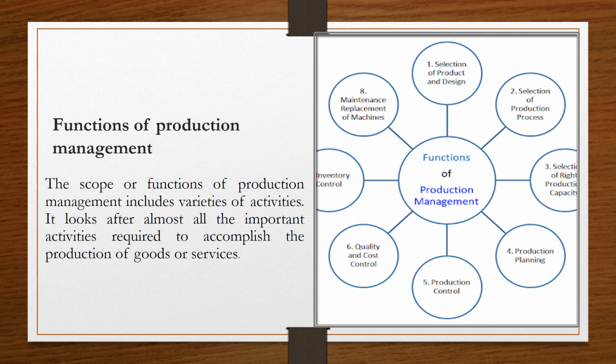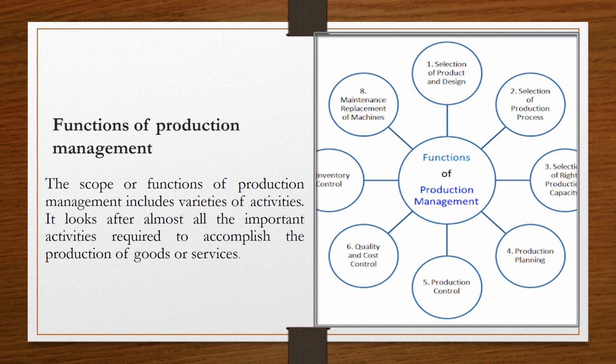And the next and the last one in the series is maintenance and replacement of machines. It means the production management is also responsible to check whether the machines that we are using are giving the best results or not, where they are required to be maintained, where the replacements are needed, or where the wear and tear of the machines is to be taken up. Everything is taken care of under this particular area, and that is why the functions of production management start with the selection of product and end at maintenance. They are the broad kind of functions.